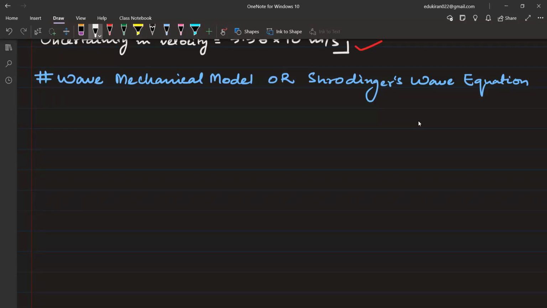Now, this Schrodinger wave equation or the wave mechanical model was introduced by Erwin Schrodinger, and what was taken into consideration were the de Broglie matter wave and the Heisenberg uncertainty principle. All of these things were taken into consideration, and this particular model was introduced. What does it do? It does the same thing every other model does.